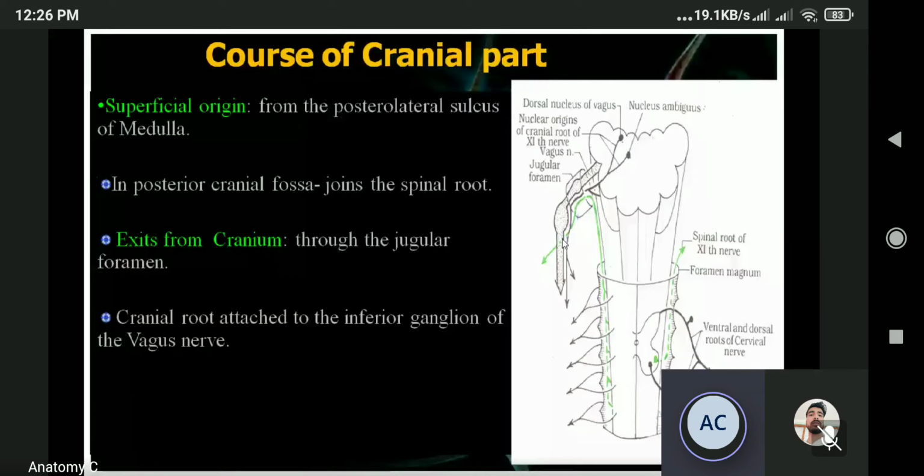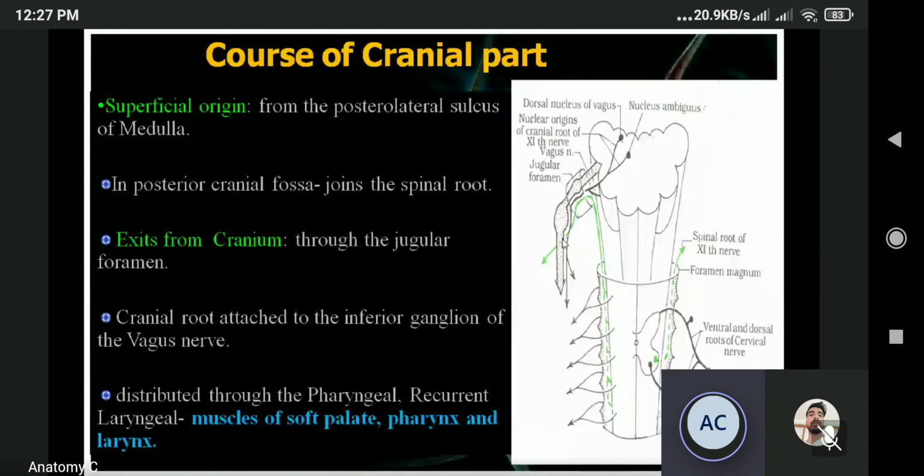That is the main thing. Is this clear? Yes, ma'am. Now next, this cranial part of the accessory nerve will innervate the pharyngeal muscles, the muscles of the soft palate and the larynx through vagus.